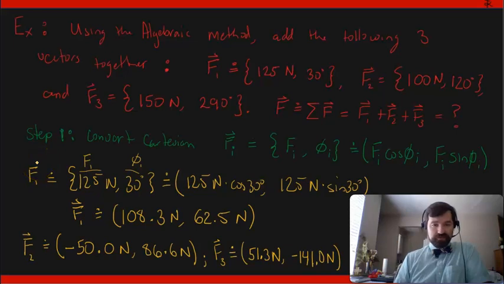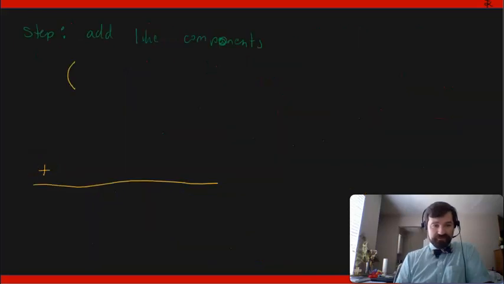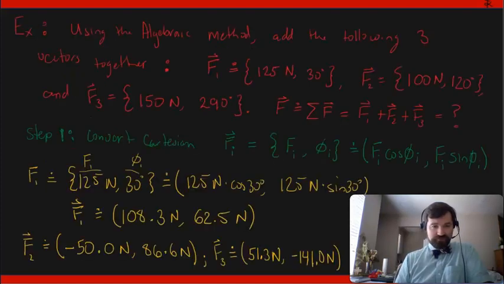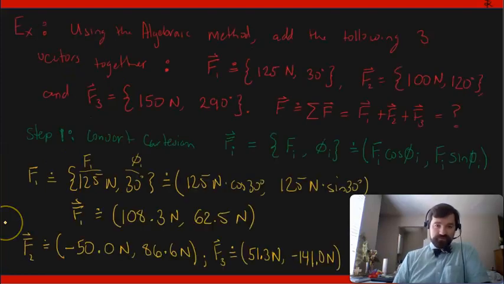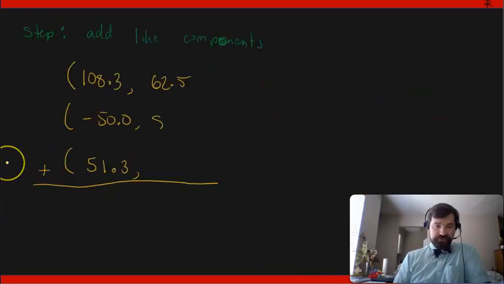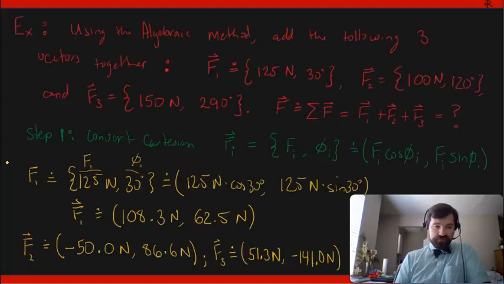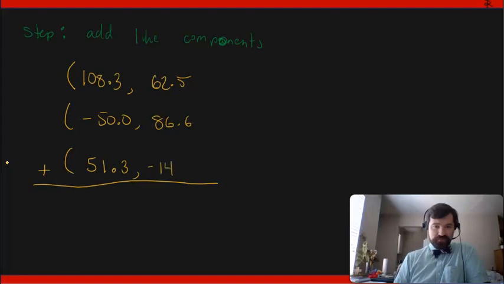So we have 108.3, negative 50.0, and then the last one was 51.3, and then 62.5 and 86.6 and negative 141.0, so minus 141.0. Of course, every one of these units is in newtons.